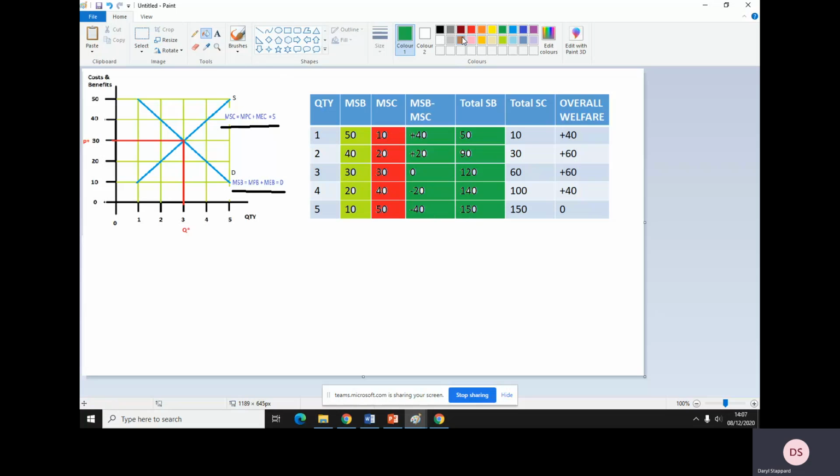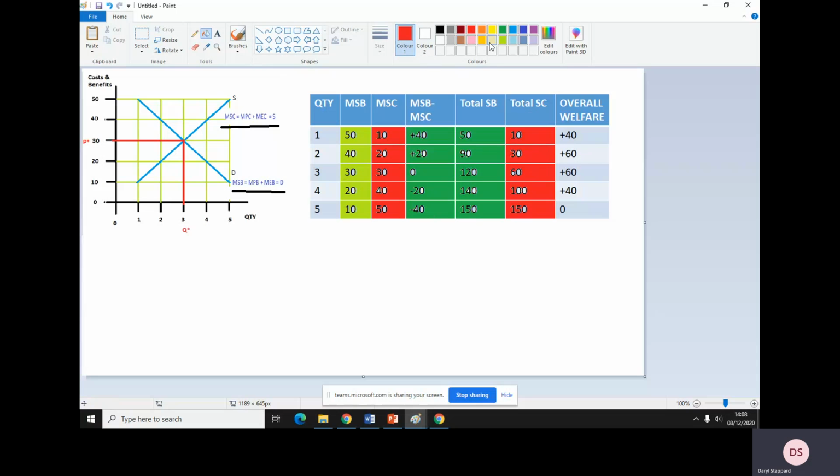Now look at the costs. What we're doing again, we're adding up the costs as they go along. So the first unit of production created 10 costs. The second one created an additional 20 to bring it to 30 in total. The third one created an additional 30 costs, takes it to 60. Then we got 40 to get to 100 and 50 to get to 150.